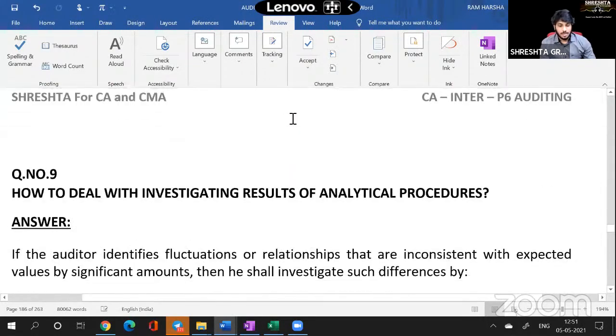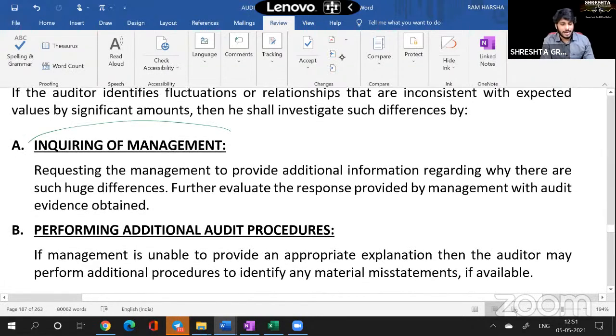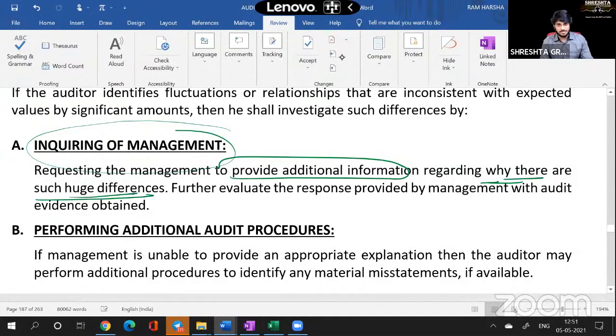9th question. Now finally, okay sir, the data is reliable, so my result is reliable. Now I compared, sir: my expected profit should be 2 crores, but the real profit is only 1.1 crore. There is a significant variation. What should you do? Don't worry. Inquire of management to provide additional information regarding why there is a huge difference and evaluate the response. They will respond. Look at the response.